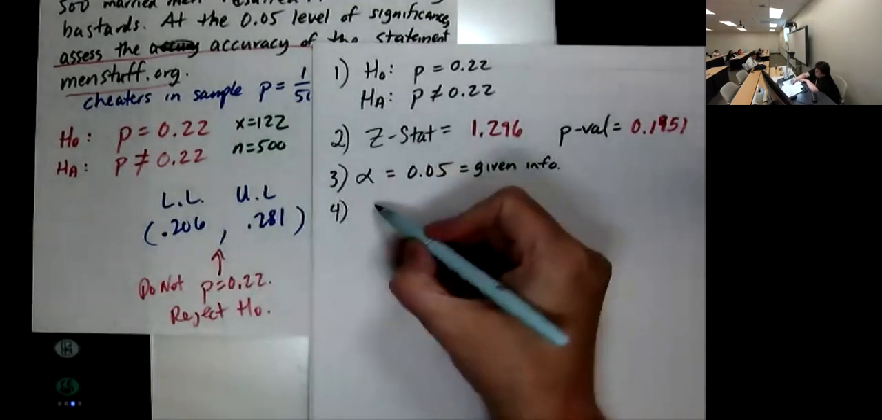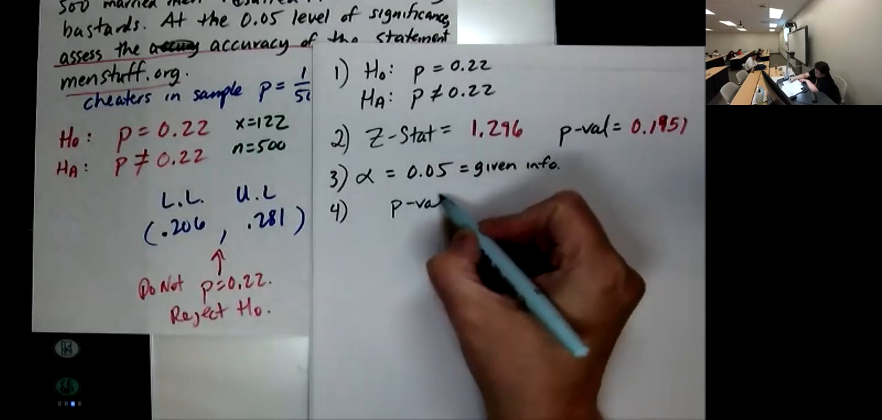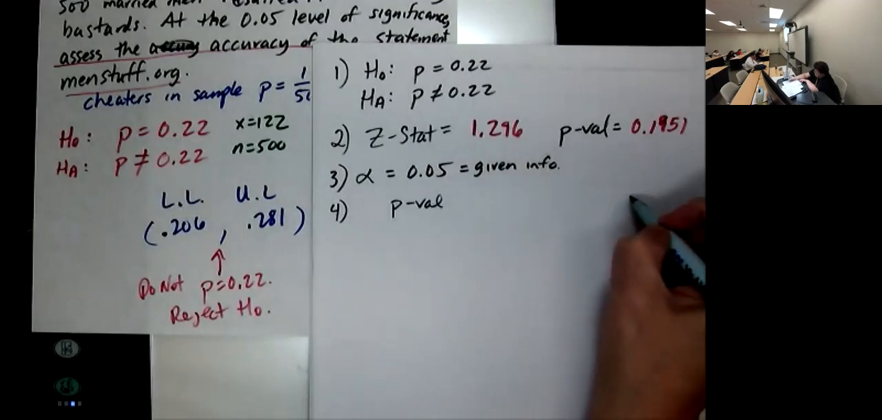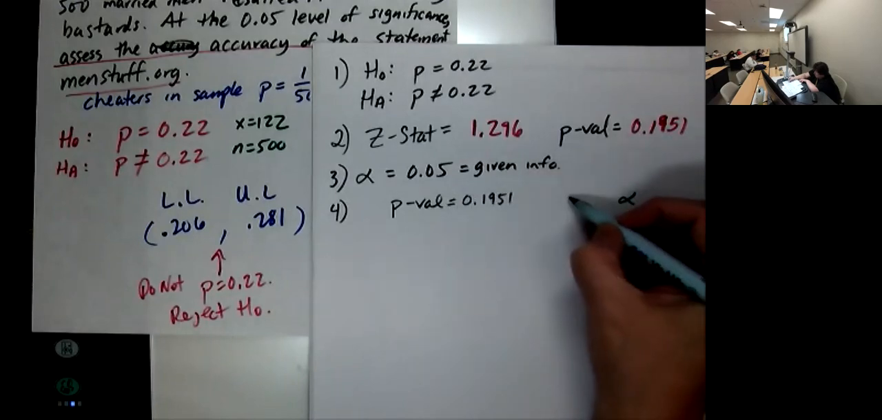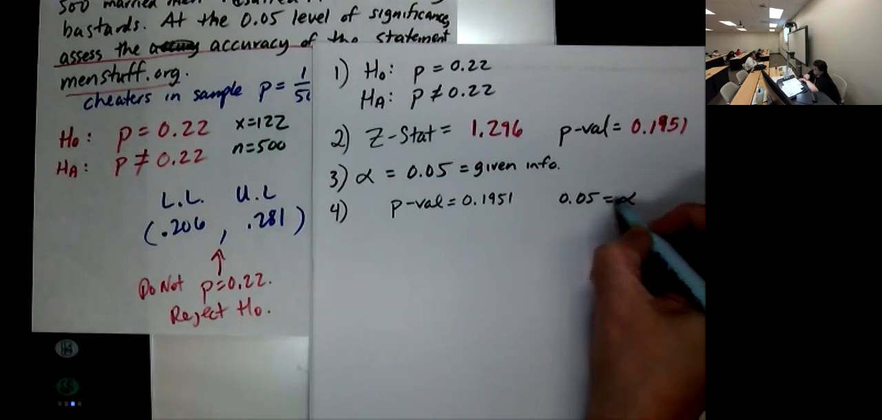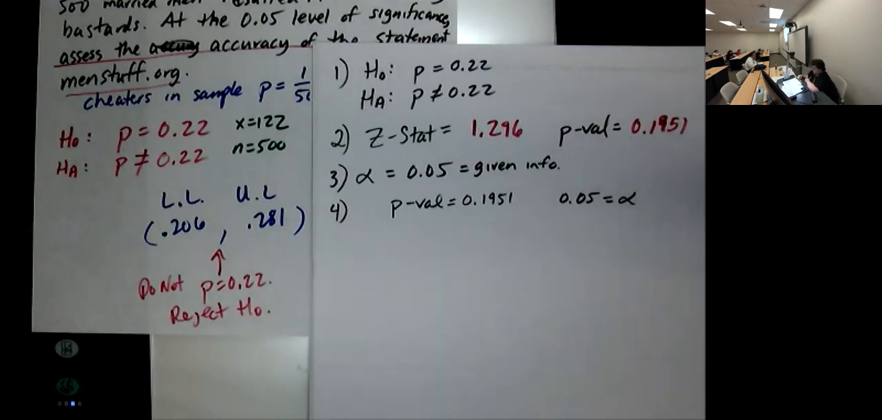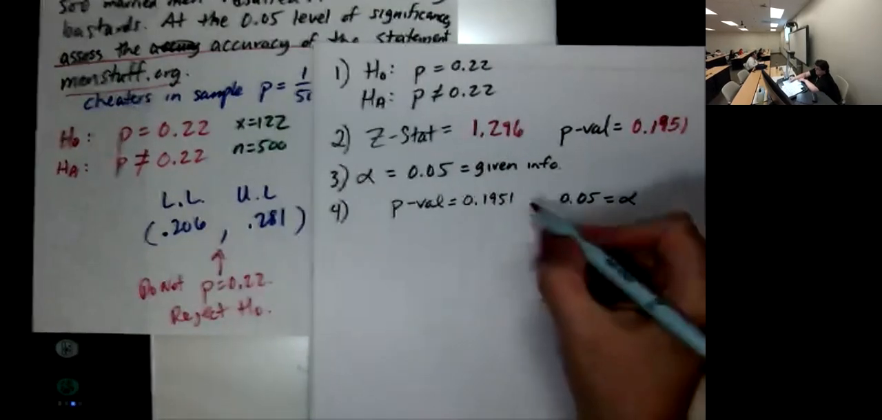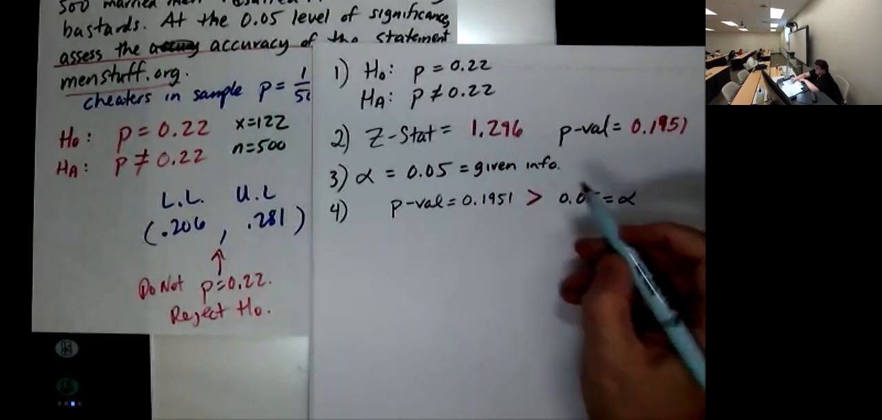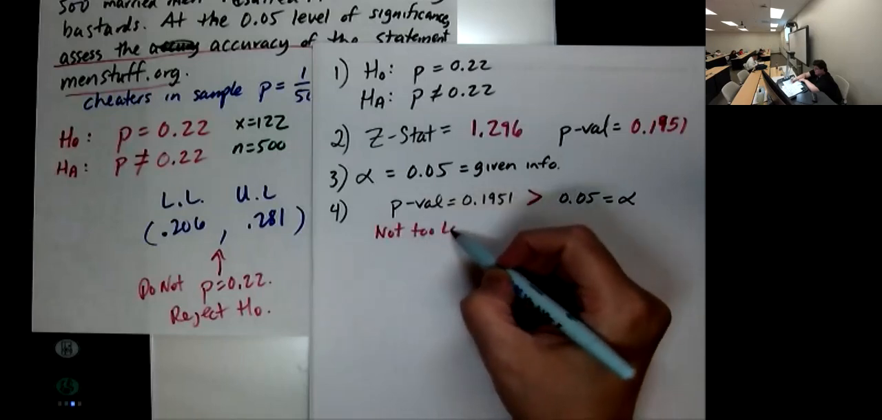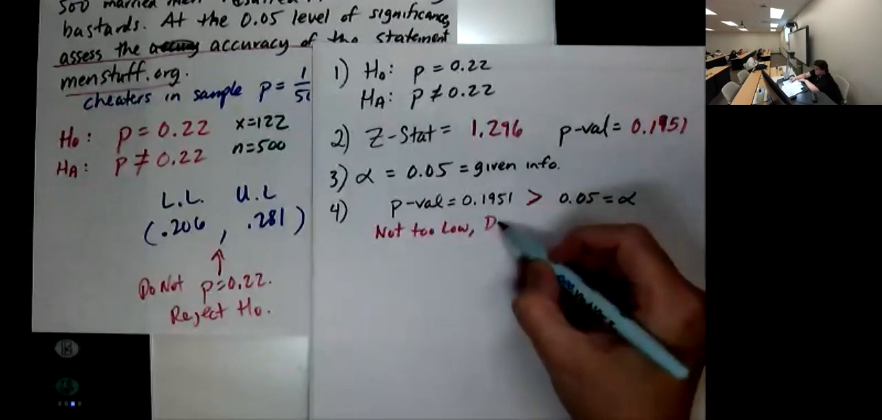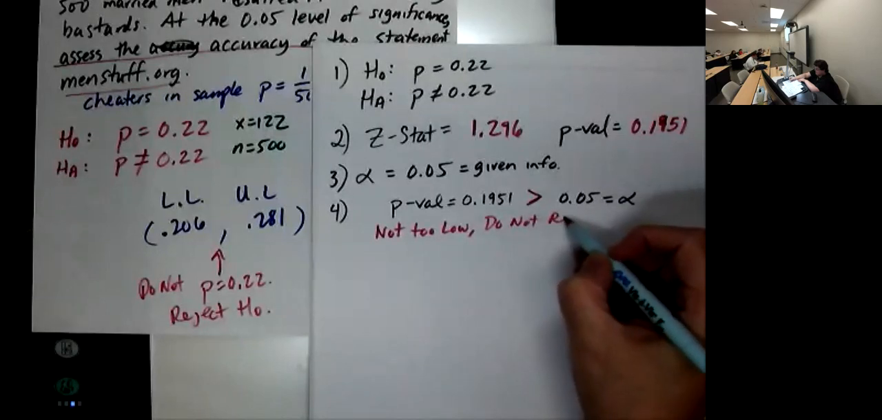So here we compare p-value with alpha. Which one is larger here? Is p-value less than or greater than alpha? It's greater than. So it's not too low. Do not reject H0.